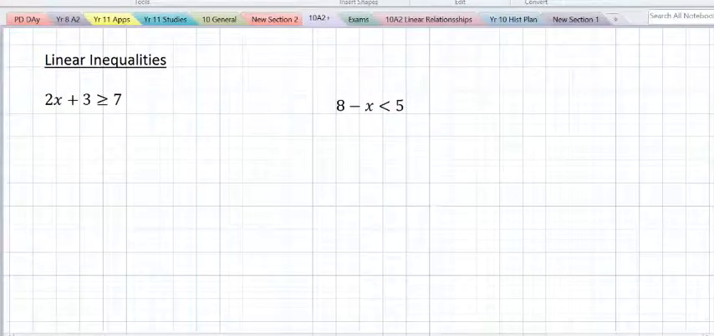Alright, lastly, last part of the last topic, linear inequalities. How do we solve them? These are easy.